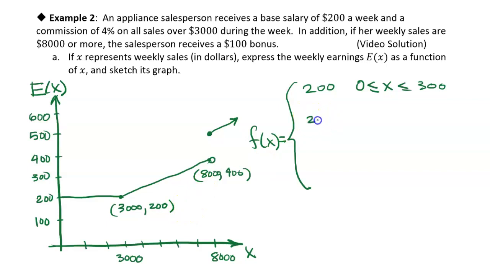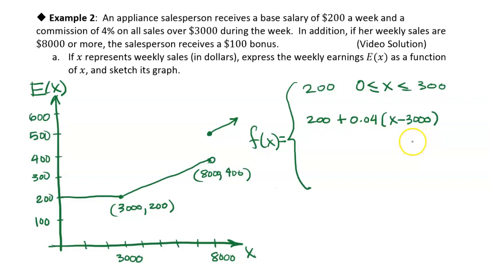She's going to make $200 plus 4% of anything that she earns or sells over $3,000, right? So the amount over 3,000 is just going to be x minus 3,000, right? Oops, not 300, 3,000. Okay. So if she sells $4,000 worth of appliances, she'll get the $200 plus 4% of 1,000, right? It's the amount over 3,000.